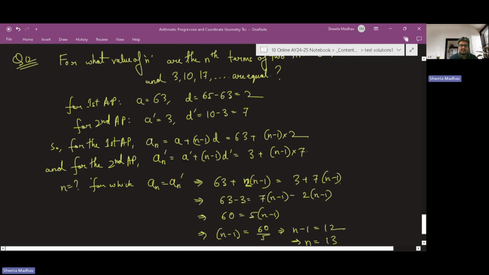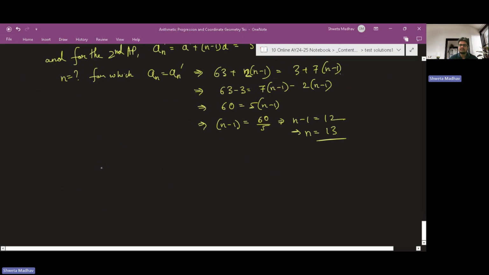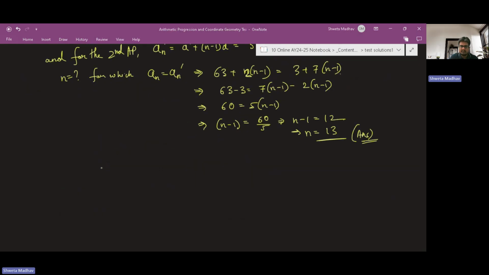So the 13th terms in the two APs are equal. So n is equal to 13 is the answer. For n equal to 13, the nth term of the two APs will be the same.